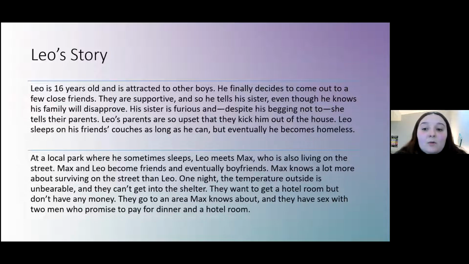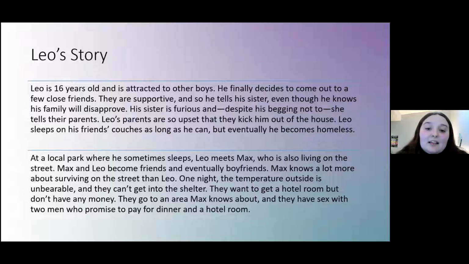At a local park, where sometimes he sleeps, Leo meets Max, who is also living on the street. Max and Leo become friends and eventually boyfriends. Max knows a lot more about surviving on the street than Leo. One night, the temperature outside is unbearable and they can't get into the shelter. They want to get a hotel room, but don't have any money.